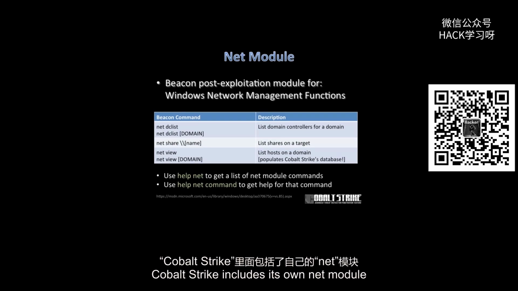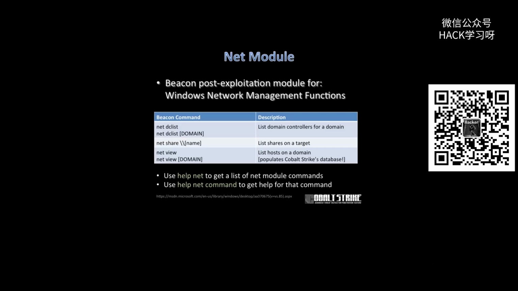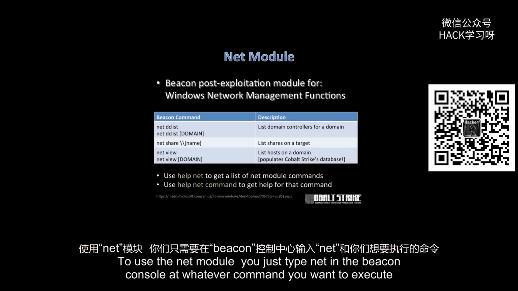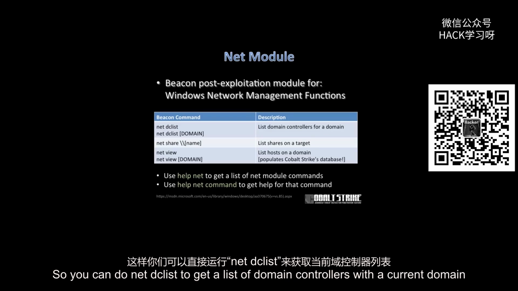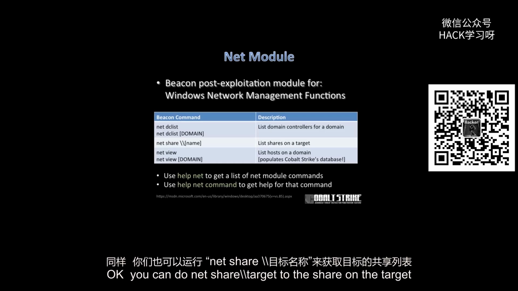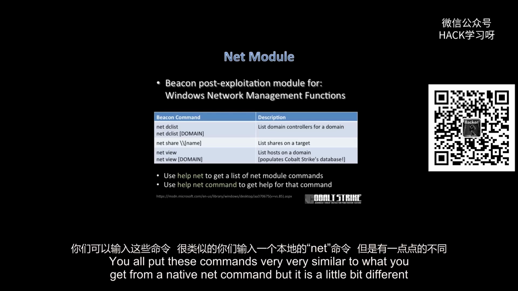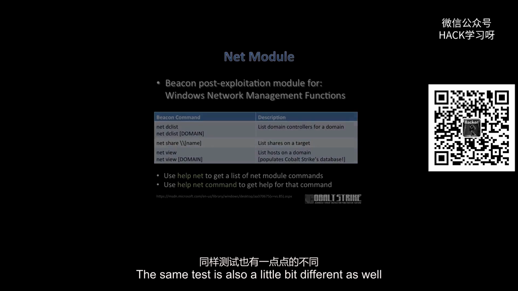Cobalt Strike includes its own net module. And the net module is a Beacon post-exploitation module that provides commands that map to the Windows Network Management Functions API. To use the net module, you just type net in the Beacon console, and then whatever command you want it to execute. So you can do net dclist to get a list of domain controllers for the current domain, or net dclist with a domain name to get a list of domain controllers for another domain. Okay? You can do net share \\target to list shares on the target. And you can do net view or net view with a domain name to list hosts on the domain. The output of these commands is very, very similar to what you get from the native net commands, but it's a little bit different. The syntax is also a little bit different as well.